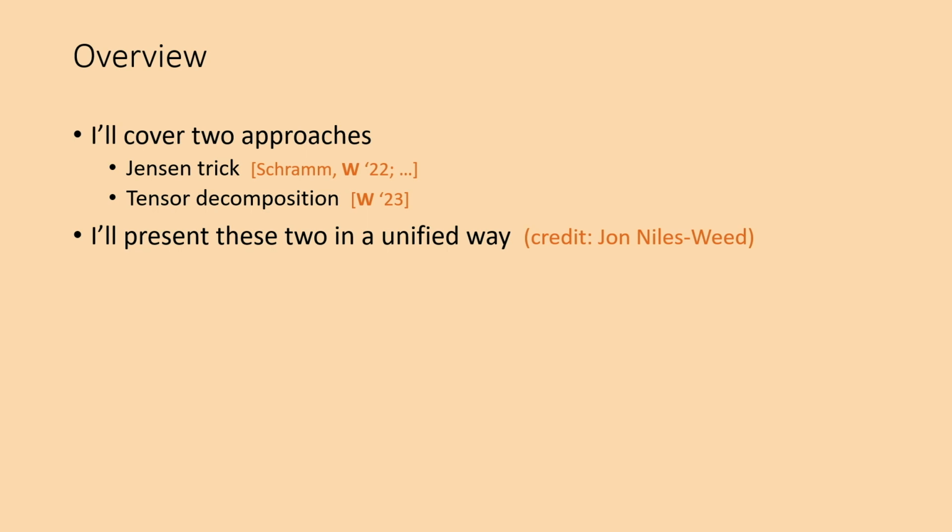Okay, so on a technical level, I want to talk about two different approaches to handling this. The first one we call the Jensen trick, which was joint work with Sam. And then the second one is a more recent result about the tensor decomposition problem. I want to present these two in a unified framework. And I want to credit John Niles-Weed for pointing out this way to reinterpret the two results in a way that I can present them both at once.